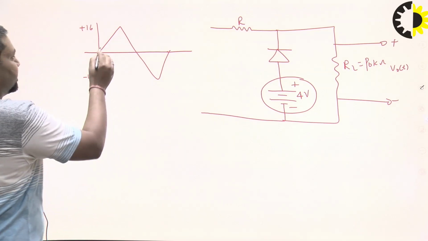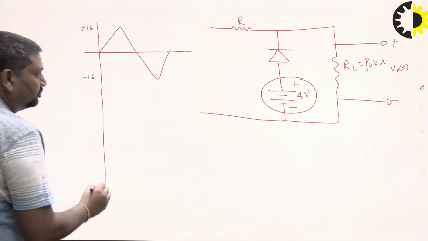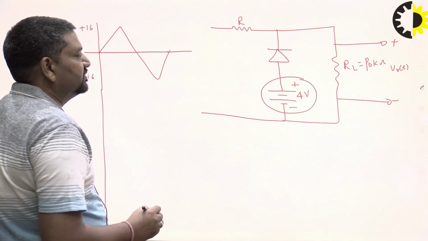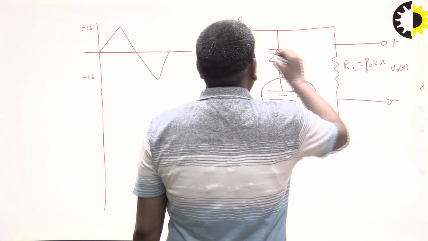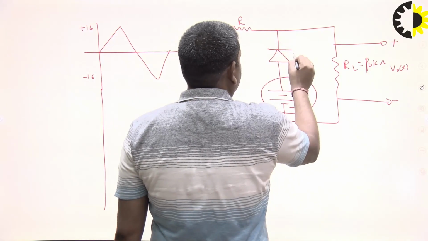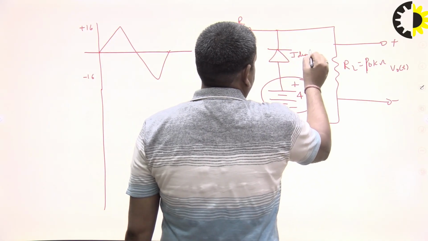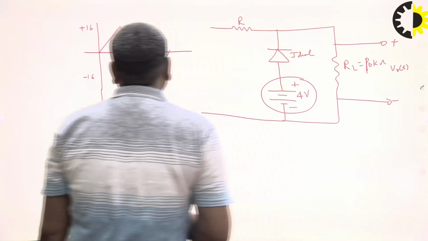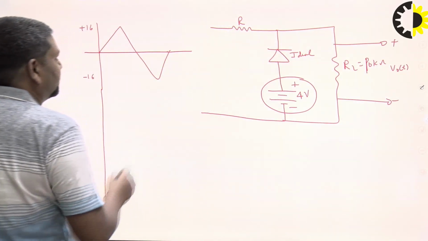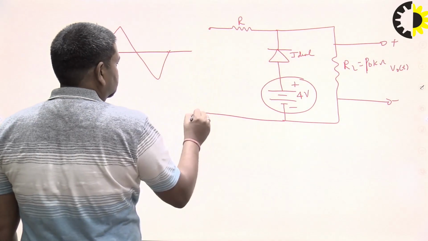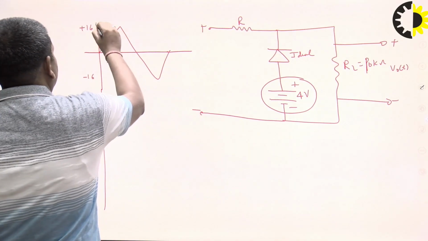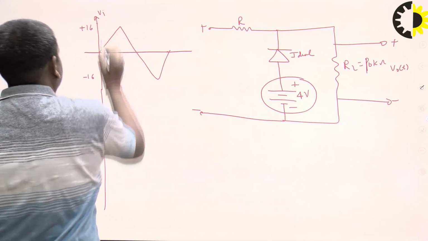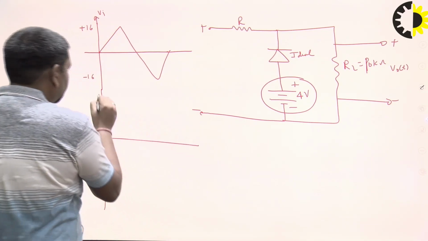So this is the input waveform. We draw the output waveform if the load resistance is 10 kilo ohm. This is an ideal diode. So what is the output voltage? In this case, first we see the input voltage, and we draw the output voltage.